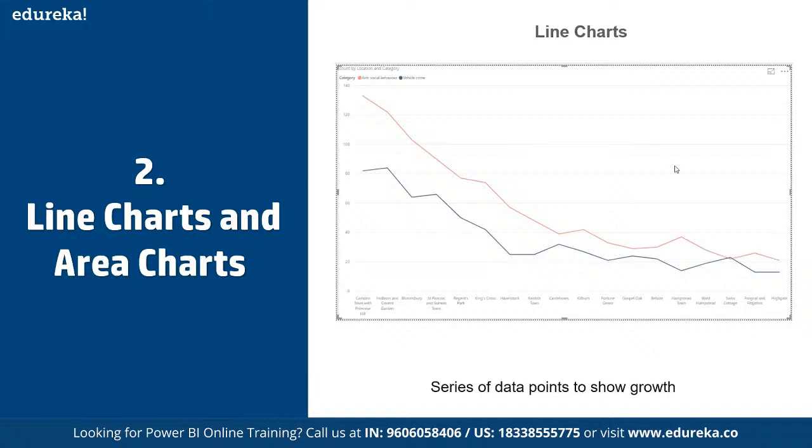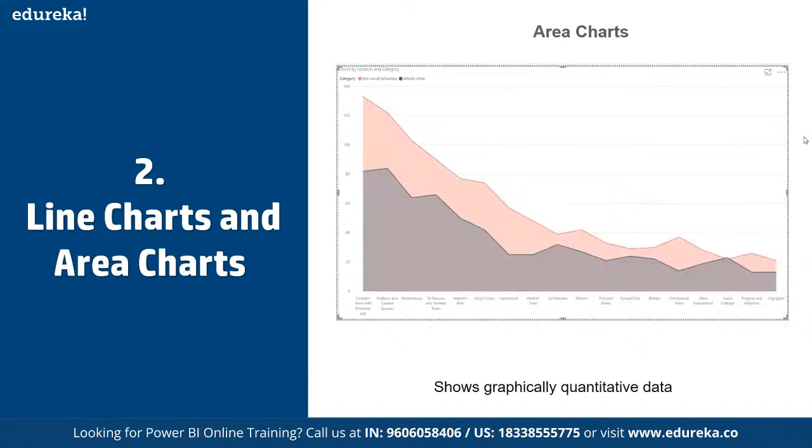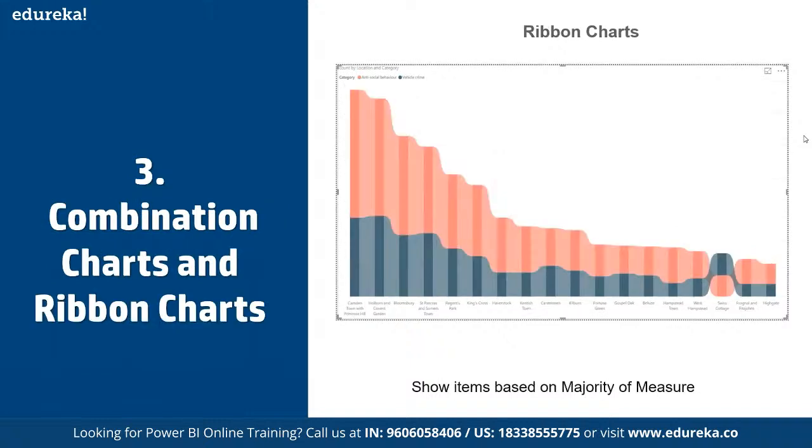We also have area charts to show graphically the quantitative data on how exactly they have been spread in a given timeline. Then we have the ribbon charts. Ribbon charts are basically used to show items based on the majority of the measures. Then we have pie charts when we want to show segregation of data based on multiple pointers.